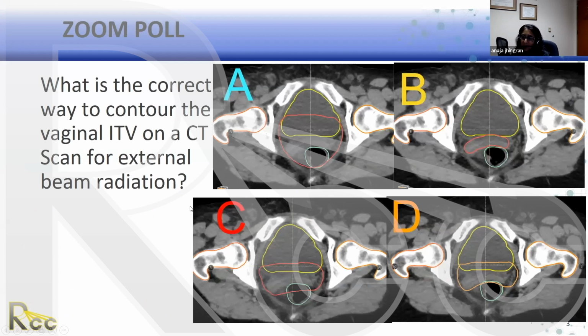Can we do our first poll question? Yes. So the first poll question is, what is the correct way to contour your vaginal ITV on a CT scan for external beam radiation? Is it A, is it B, is it C, or is it D? If anyone has problems with their Zoom, you can add your answer on the chat and we will see them.